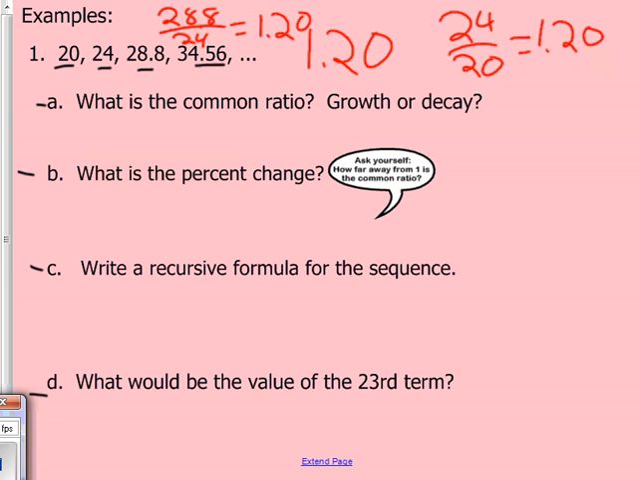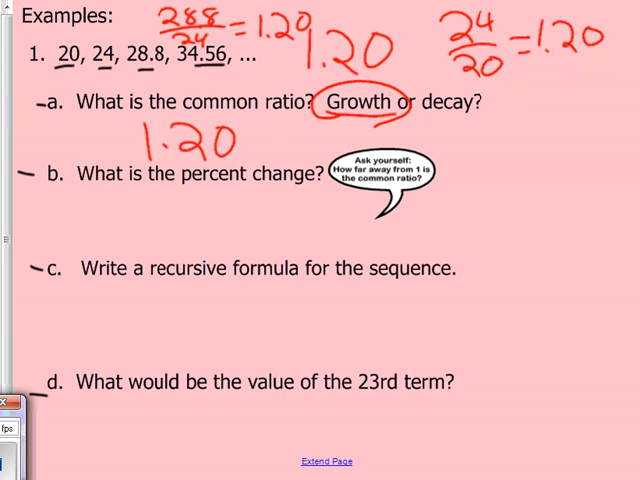So, and I don't love this being on the same line here. It's just asking generically for what is the growth or decay. It's not actually asking you for the percent change. But is this growth or is this decay? It's growth. Awesome. So we've got our common ratio, 1.20. It's growth.